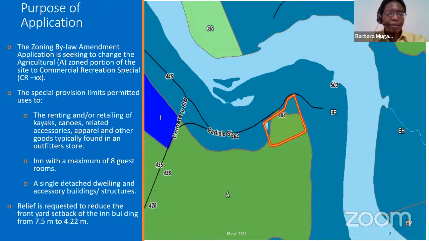They're also seeking to have a single detached dwelling and accessory buildings and structures as permitted uses. The only relief that's required is in regards to the front yard setback, to reduce that setback from 7.5 meters to 4.22 meters.